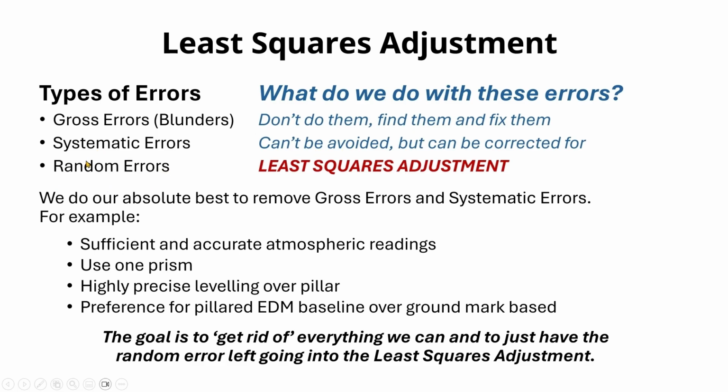And then we have random errors left. What do we do with them? Well, we can perform a least squares adjustment on them to try and minimize them. So we do our absolute best to remove gross errors and systematic errors.